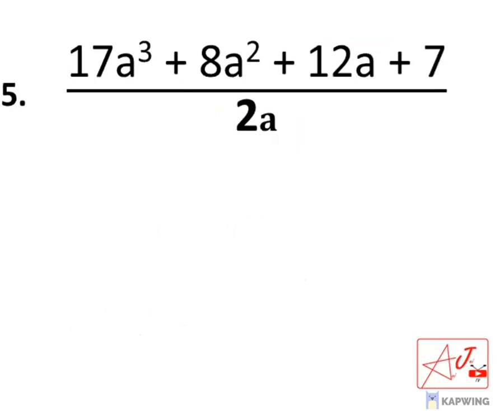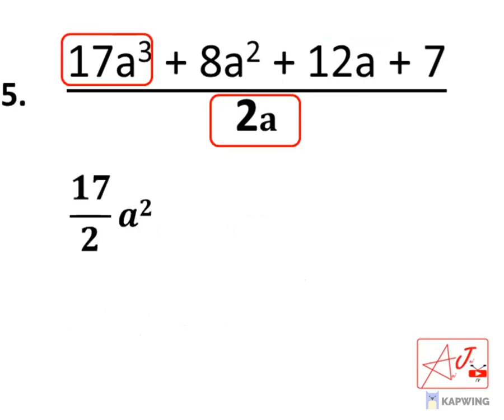Another example, 17a cubed plus 8a squared plus 12a plus 7 divided by 2a. So, meron po tayong apat na terms. So, start na tayo. Start tayo kay 17a cubed and 2a. Hindi po sila pwedeng i-divide, kaya naka-fraction form lang siya na 17 over 2. But yung pinaka-variable ay pwede naman nating bawasan. 3 minus 1 ay 2, kaya a squared yan.